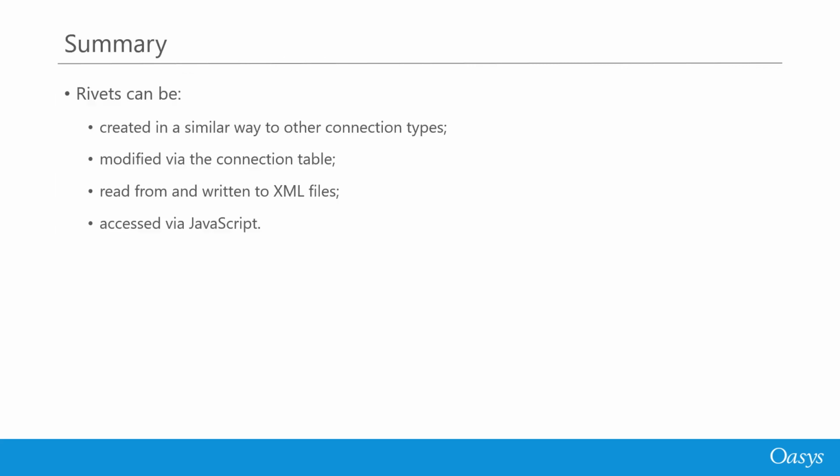In summary, rivets can now be created in a similar way to other connection types. They can be modified via the connection table, and they can be read from and written to XML files. They can also be accessed via JavaScript. A JavaScript example is given in the What's New document available from within the software.